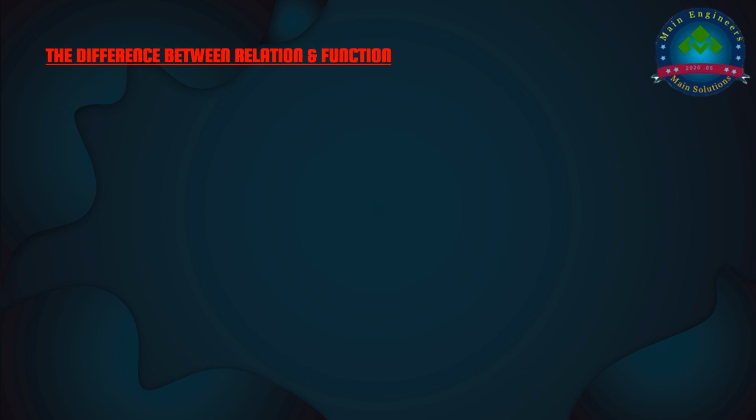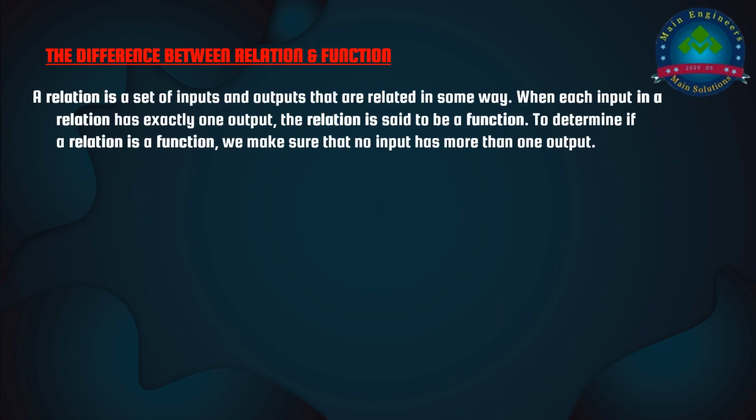So here we are going to differentiate between relation and function. A relation is a set of inputs and outputs that are related in some way. When each input in a relation has exactly one output, the relation is said to be a function. So when each input has one output, that relation is called a function. Otherwise it is not a function.